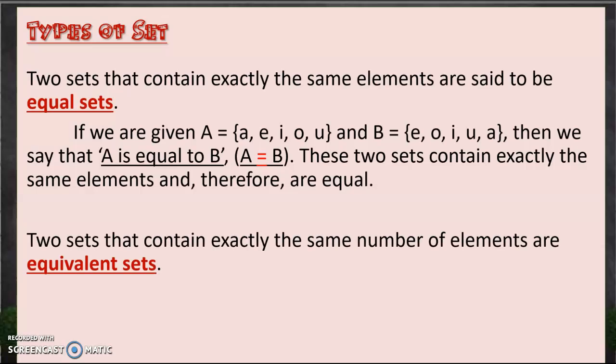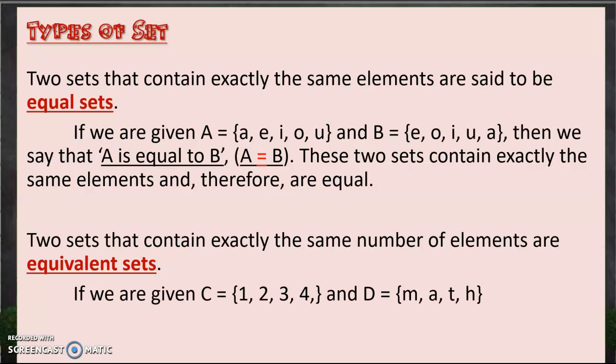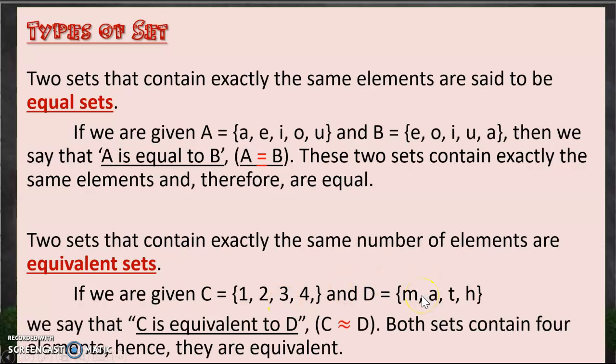Next. Two sets that contain exactly the same number of elements. Again, we are just talking about the number of elements. So, they are equivalent sets. For example, set C is 1, 2, 3, 4. Set D is M, A, T, H. Set C has 4 elements. Set D also has 4 elements. So, we say that set C is equivalent to set D. Both sets contain 4 elements. Hence, they are equivalent.